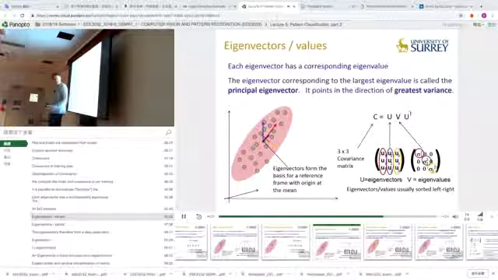So the eigenvectors then define, if you like, a basis set that is aligned to the spread of the data in that distribution. No, absolutely not. This is very important. Thank you for the question.